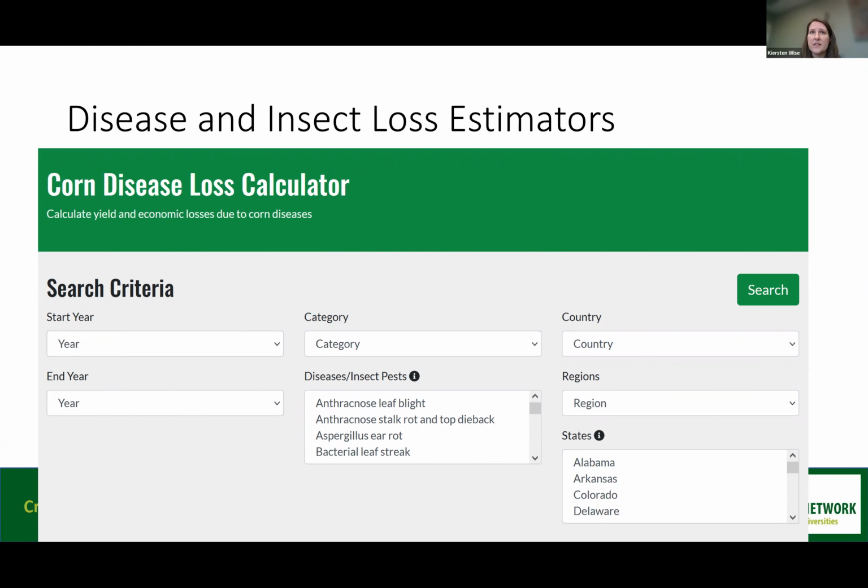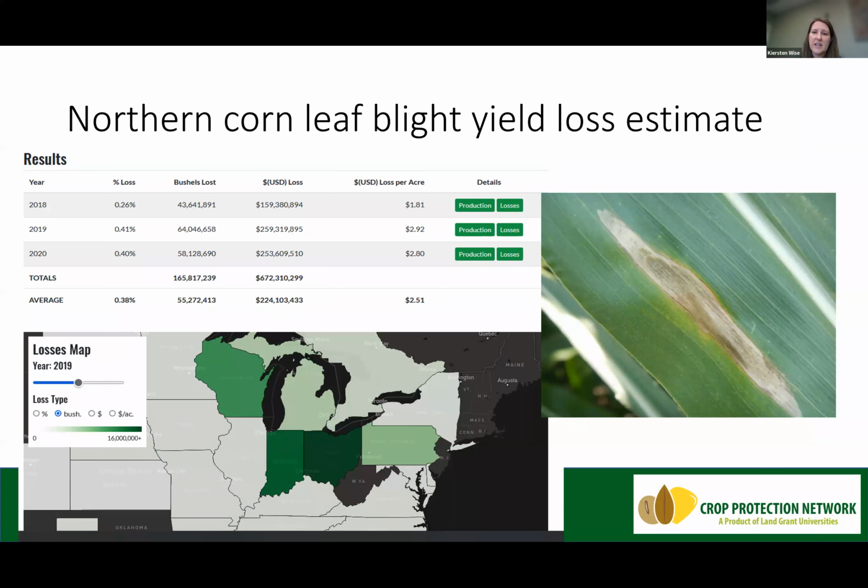And so I think that's really interesting. And if you've ever used like the USDA crop calculators, if you're looking for production values or statistics, ours on the website works in a very similar way. If you go to the tool setting on the website, you'll go to the disease loss calculators. And you can see here that there's a lot of different parameters where you can search. There's years, there's categories of disease, you can search for a specific disease, and you can search by state, or you can just get a broad range of the whole US, however you want to start searching. And just as an example, I pulled this up.